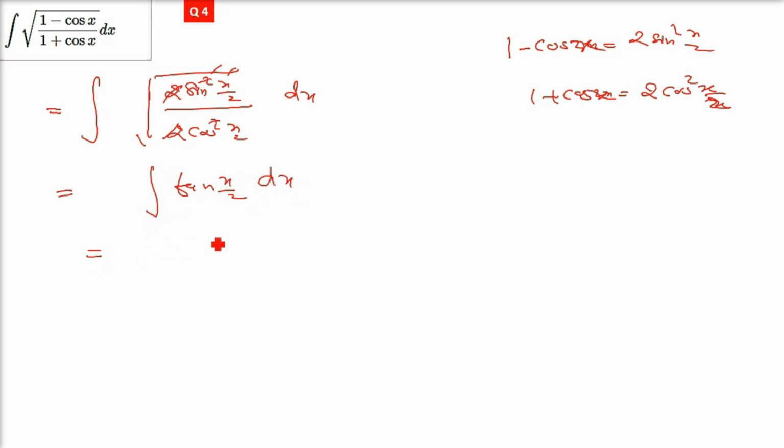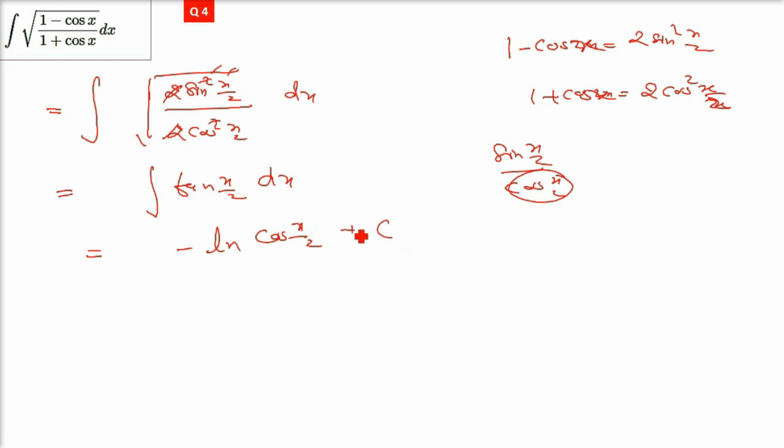When you integrate this, the result is minus ln, log base e, of what is tan x by 2? It's simply cos x by 2. Please remember, when we were integrating, it is sin x by 2 by cos x by 2. Cos x by 2 we will take as t, then differentiate it. Sin x by 2 will be replaced, and that is how 1 by t will be there. 1 by t is log only. So that's how it has come.